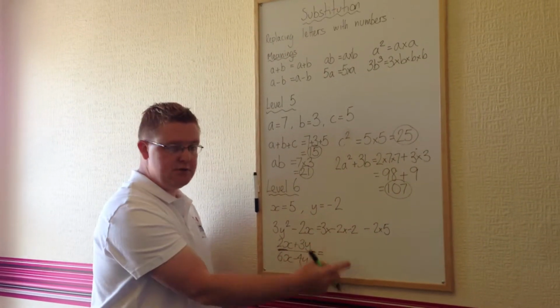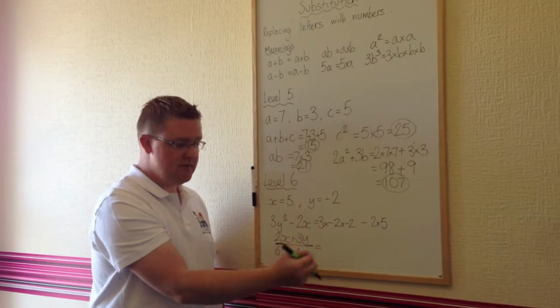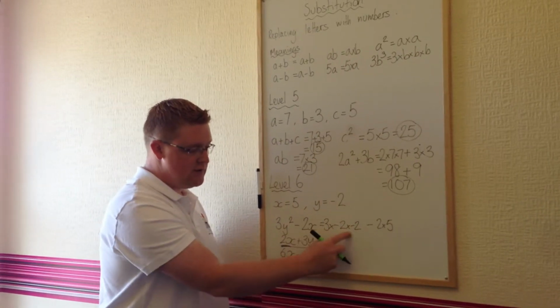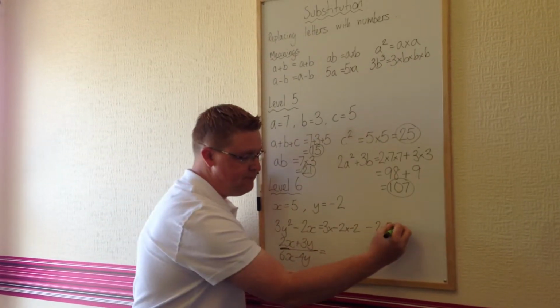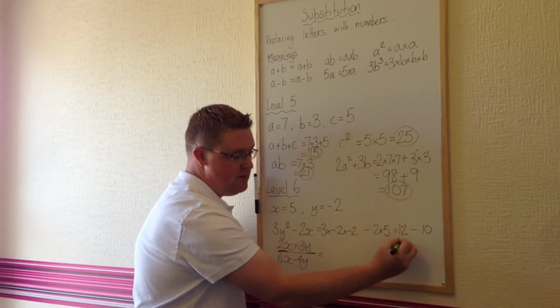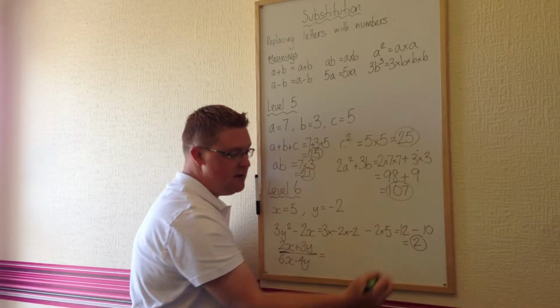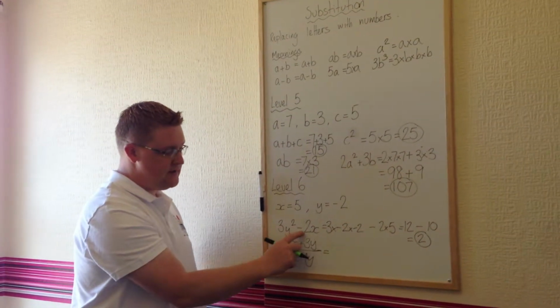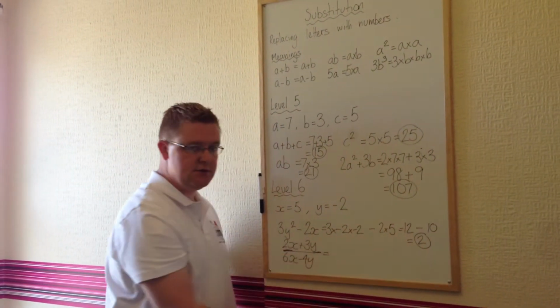Minus 2 times minus 2, and minus times a minus is positive, so 2 times 2 is 4, 3 times 4 is 12. Take away 2 lots of 5 is 10, so the answer to that is 2. So 3y squared take away 2x is equal to 2.